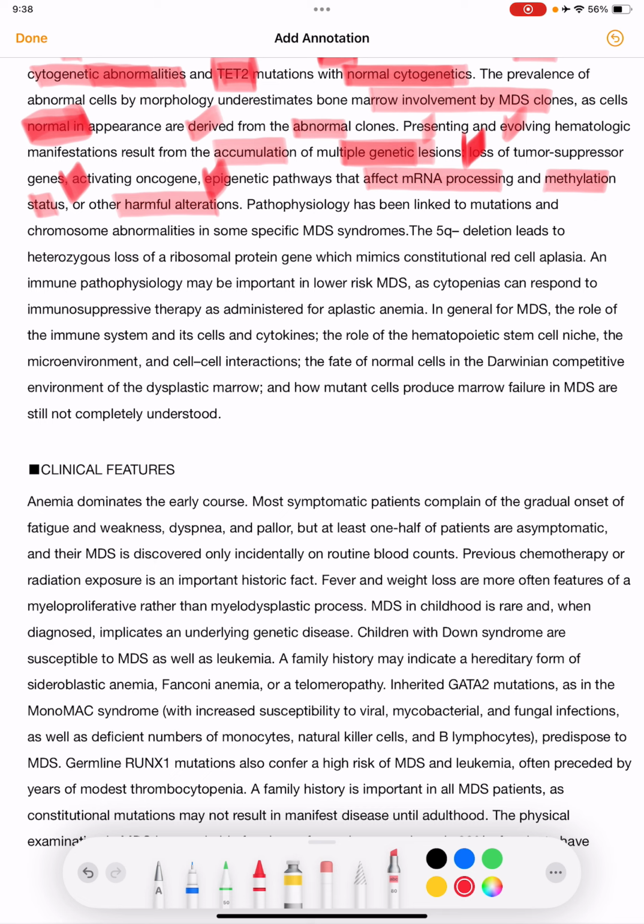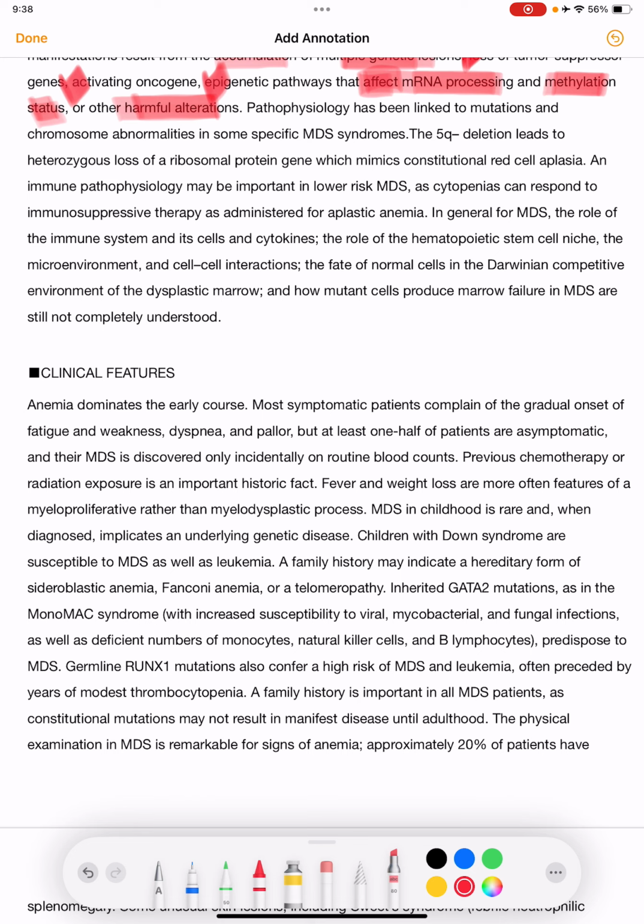Epigenetic pathways affect mRNA processing and methylation status, or cause other harmful alterations. Pathophysiology has been linked to mutations and chromosomal abnormalities in some specific MDS syndromes. If there is a 5q minus deletion, this will lead to heterozygous loss of a ribosomal protein gene, so this mimics constitutional red cell aplasia.